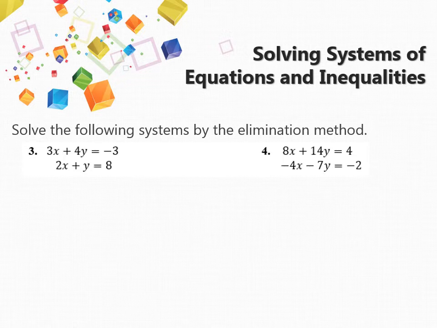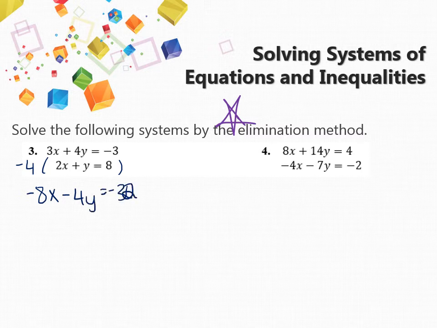All right, on this next set, notice the directions look similar, but we have the word elimination. In order to eliminate, you need a set of coefficients that have the same value and opposite signs. So if I look at number 3, I'm looking at those y values. If I take the second equation and multiply it by negative 4, let's see what happens. I would have negative 8x minus 4y equals negative 32.